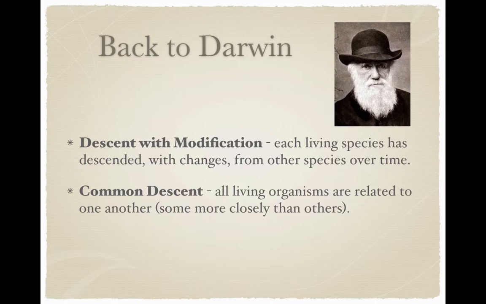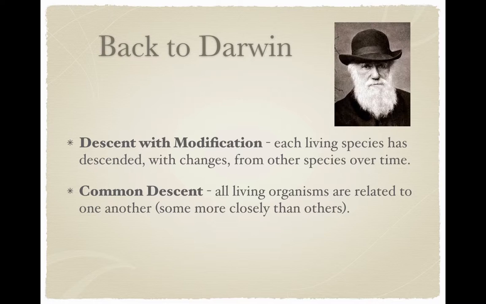Darwin expanded on his theory of natural selection to propose the concept of descent with modification. This is the idea that each living species on Earth has descended with changes from other species over time. So, in essence, species that are alive today have ancestor species that used to live on this Earth.